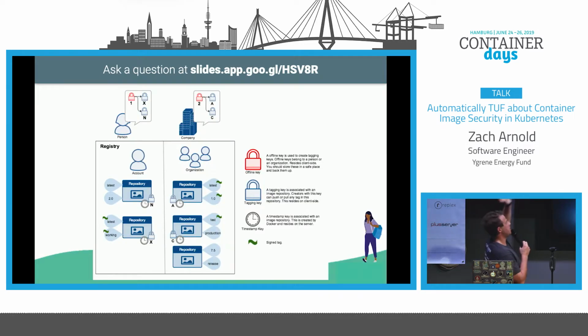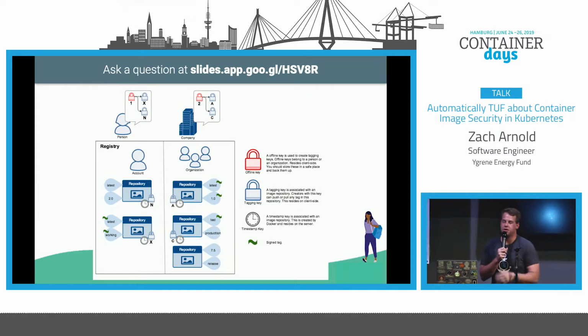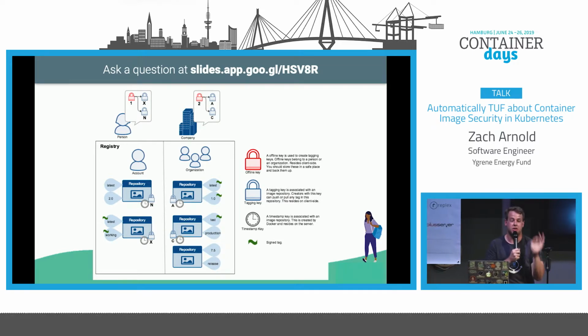Docker has this thing on their particular page that I just copied. They have this thing called an offline key and a tagging key and a timestamp key. This is really frustrating because it's the exact same nomenclature. I'm sorry, the keys perform the exact same functions. It's just not the same names. So a repository key is the same as a targets key. A tagging key is the same as a snapshots key. And a timestamp key is a timestamp key.